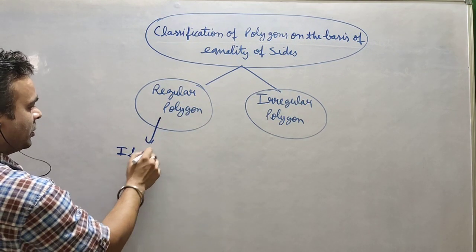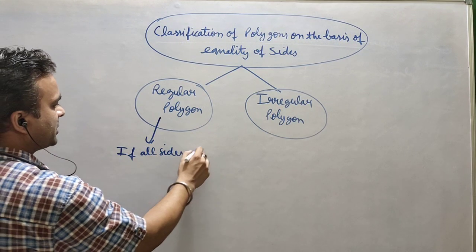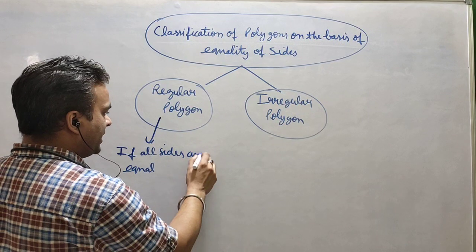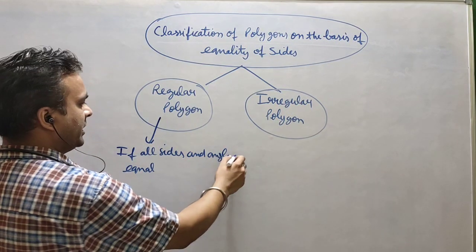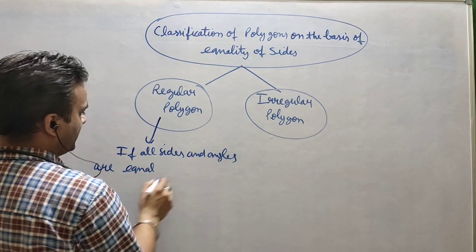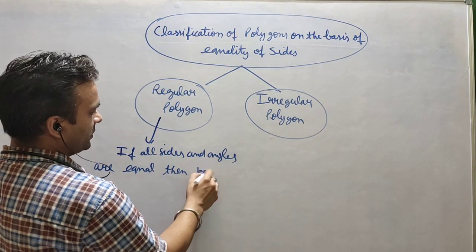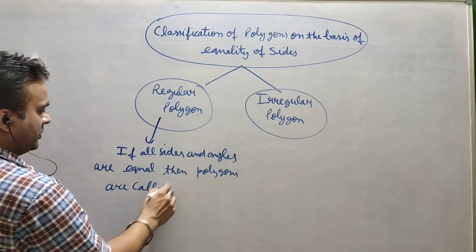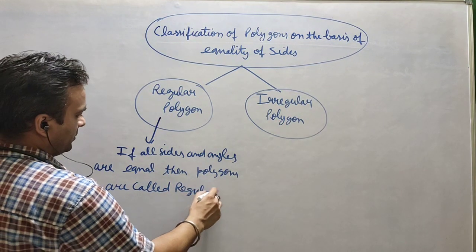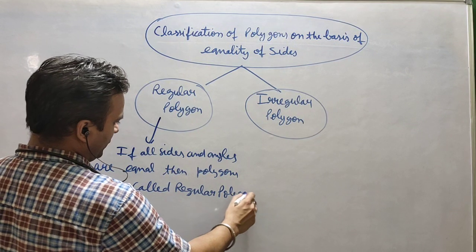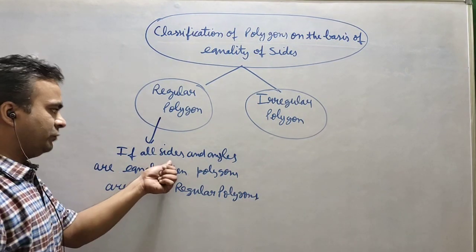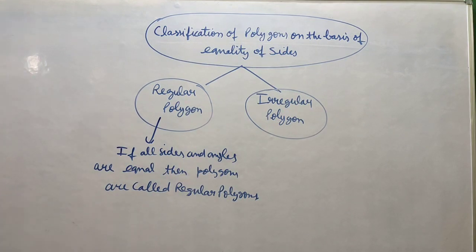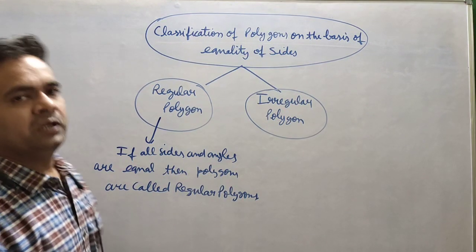If all sides are equal, okay, I am putting here sides and angles because that is also very important. If angles are equal, then the polygon is called regular polygon. You have to be very specific here. You have to check side and angle. Each side and angle should be equal. If it is, then we will say that yes, it is a regular polygon.